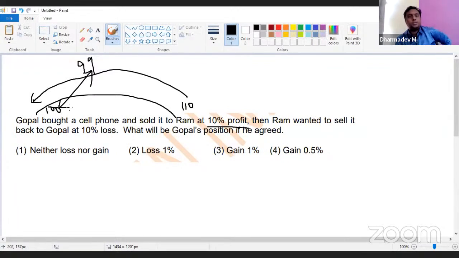What will be Gopal's position? Gopal bought a cell phone, sold it to Ram at 10% profit. Then Ram sold it back to Gopal at 10% loss. From Gopal's point of view, it is 1% gain. So Gopal's position will be 1% gain.